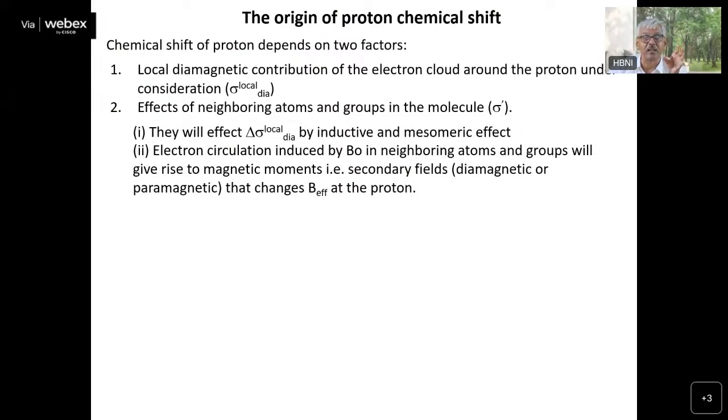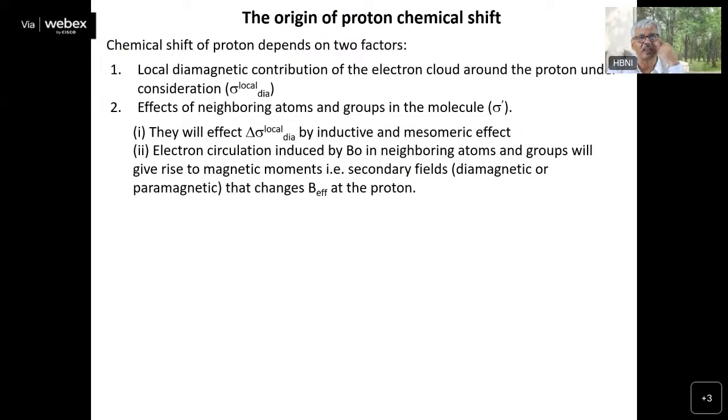The other could be the influences coming from the surrounding atoms and groups. Atoms and groups means atoms and bonds in the molecule. We call that sigma prime, and sigma prime will have a diamagnetic effect due to inductive as well as mesomeric effect. We will explain that in maybe the next slide or the one after. So what is the inductive and mesomeric effect?